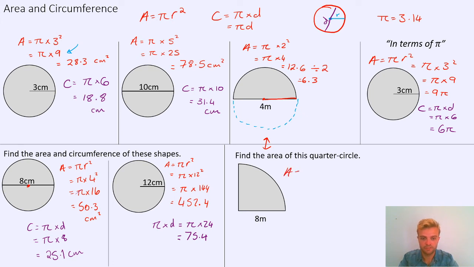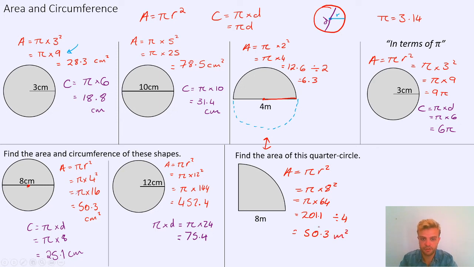So like last time, we'll treat it as if it's a full circle to start with. We'll do pi r squared, so we'll do pi times 8 squared, which is pi times 64, which is 201.1. But I don't have that whole circle, I've only got a quarter of it. So I have to find a quarter of this number, 201.1, which means dividing it by 4. And dividing it by 4 equals 50.3. It's area, so it's going to be meters squared this time.